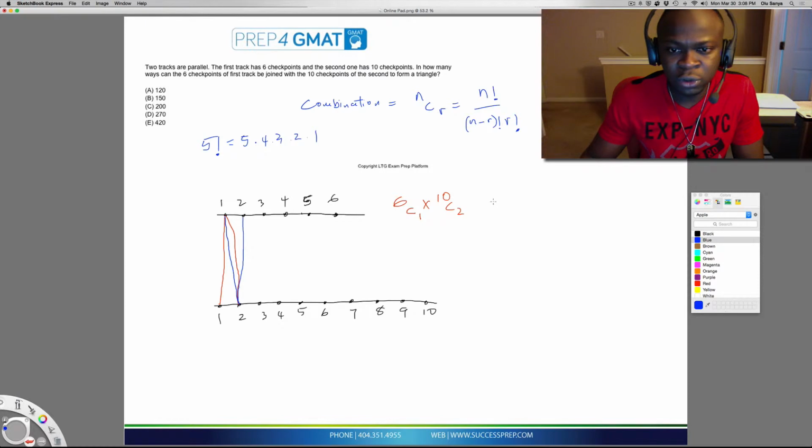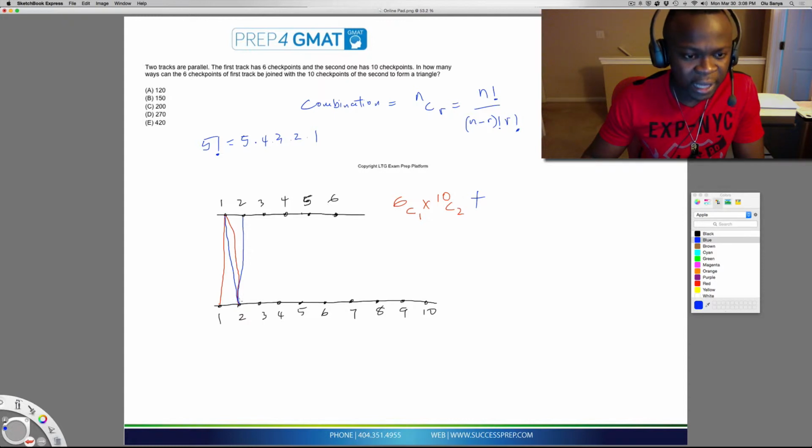So let's look at the blue triangle. Now all of this has to be added to. For the blue triangle, you have a situation where the head of the triangle is at the bottom here. So from 10 options, we have to select 1. So the same thing, 10 combination 1 times.